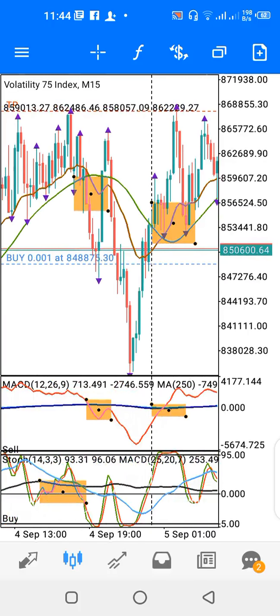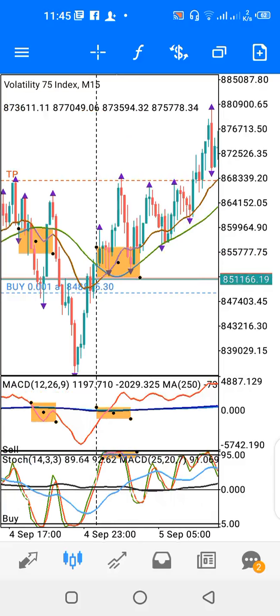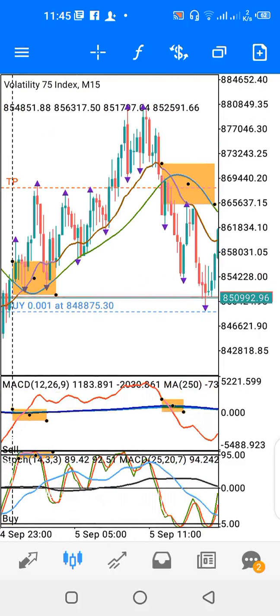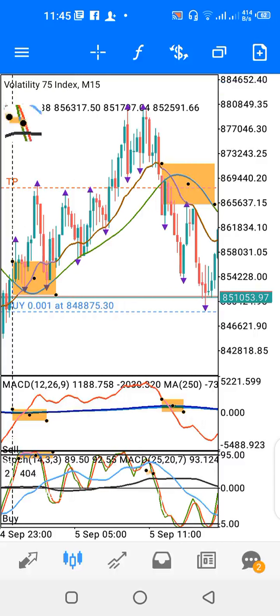Okay, then when it gets to the base, when it gets to the 5 level, you have support level, expect it to rise. When it crosses the blue, okay, buy signal, and crosses the black, buy confirmation. When it gets to the 95 level, that's your resistance area. So it drops below the blue, sell signal. It drops below the black, sell confirmation.